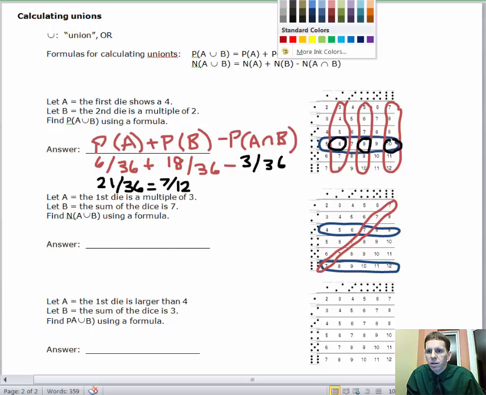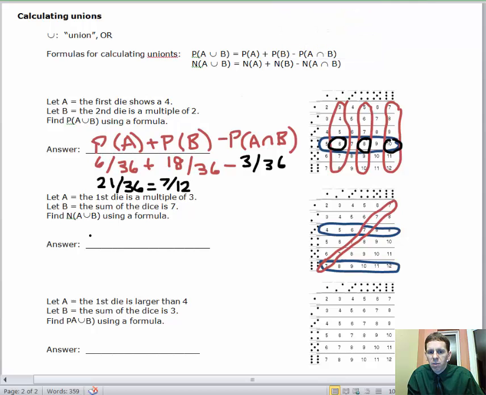To calculate this, we're not working with probabilities, so we have no fractions here. We're just going to take the number of ways that the first die is a multiple of 3, the number of ways that the sum of the dice is 7, and we're going to subtract off any numbers that get double counted.